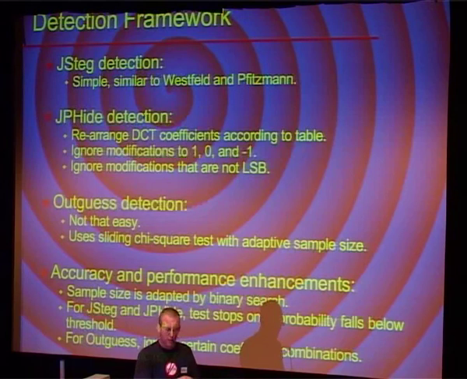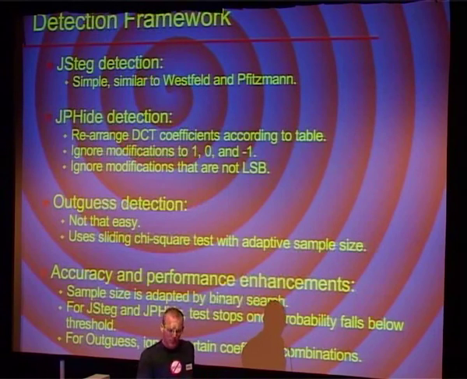That works. But OutGuess detection was a bit more difficult, because everything is spread out with this pseudorandom number generator. So we have to apply a sliding chi-square test, I call it, where you slide the sample range across the image. And you also adapt the sample size slightly to prevent false positives or false negatives. The sample size adaptation can also be used to improve the accuracy for JSteg and JP-Hide. To speed things up, you can stop the test for JSteg and JP-Hide once the probability sinks below a certain threshold, because everything's done from the beginning. And for OutGuess, you can tweak it by ignoring certain combinations of coefficients in the test.